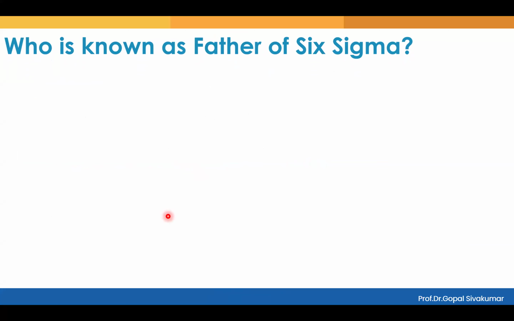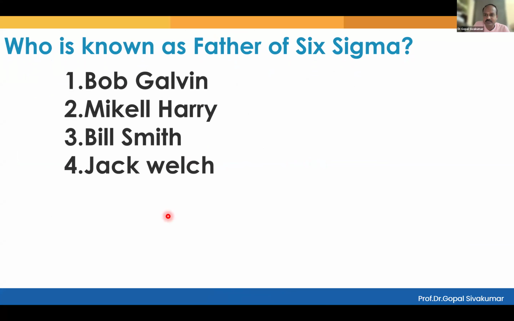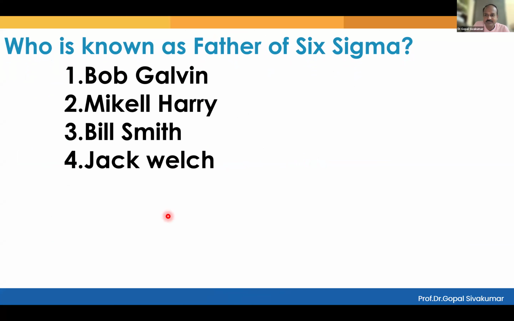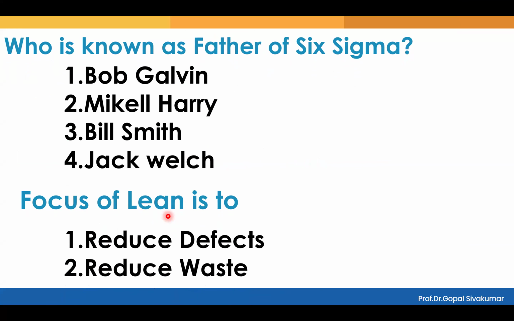Who is known as father of Six Sigma? Option, you want options, right? Will Smith. He is an engineer in Motorola. Yeah. And what is the focus of Lean? Reducing waste. So what is a waste? Non-value adding activity. It's a form of inefficiency. It is excessive consumption of resources. You should know all this, right?